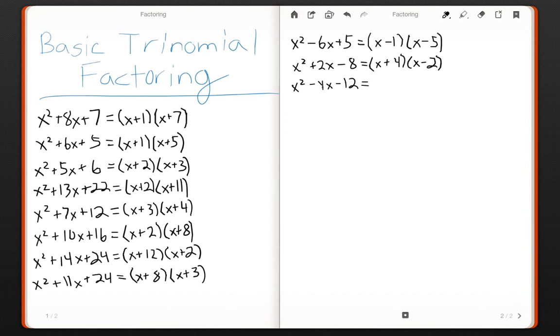And we need the negative to be greater. So we're going to have x minus 6, x plus 2. The negative is 4 greater than the positive, so we add to -4, and we multiply to -12.